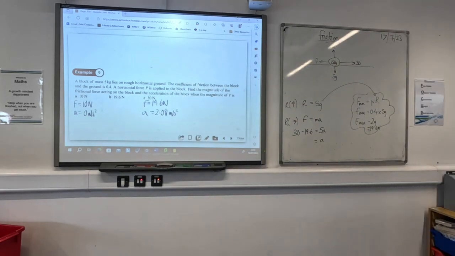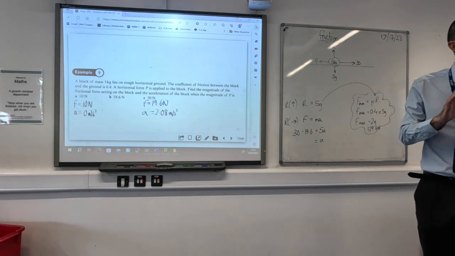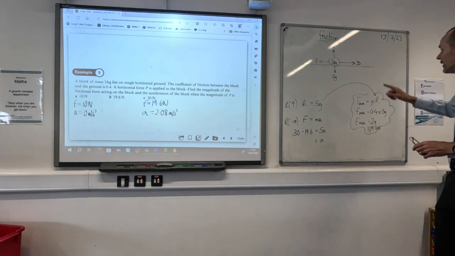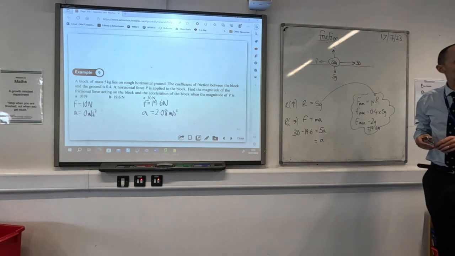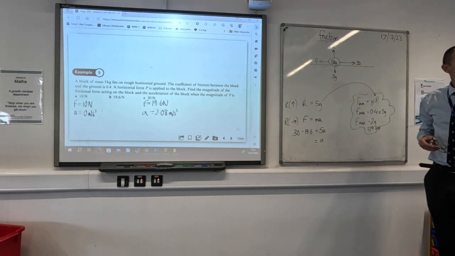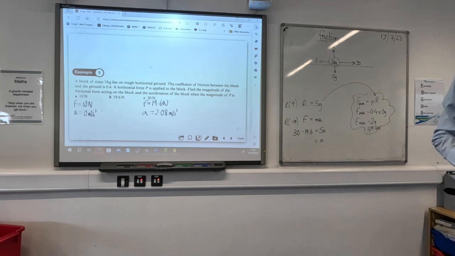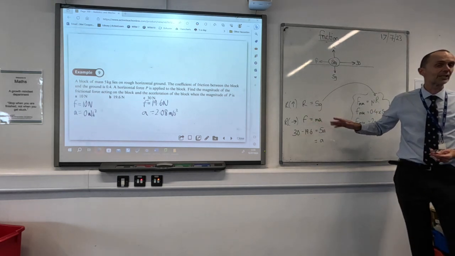So we come back to B. B's really interesting. What's going to be happening if this force is exactly 19.6? Is it going to be moving, or is it not going to be moving? What do you reckon, Calvin? Is it moving or not moving? And can you justify that? Because the forces will still be equal. Yeah, we've got a 19.6 newton force pulling it, and friction resisting it with 19.6. So this side of my F equals ma will be 0, so acceleration is 0.